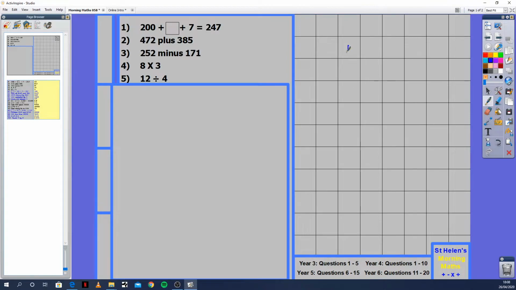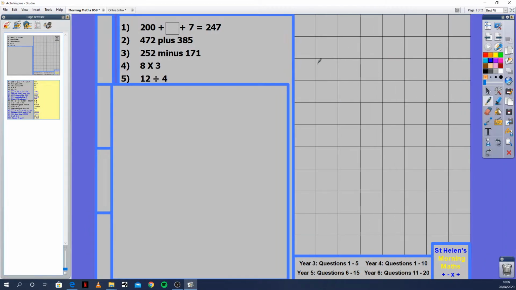472 plus 385. Add them all together. 2 plus 5 is 7. 7 plus 8 is 15. Put the 10 in the next column. In the next place value, 4 plus 3 is 7, plus 1 is 8. 472 plus 385 is 857.